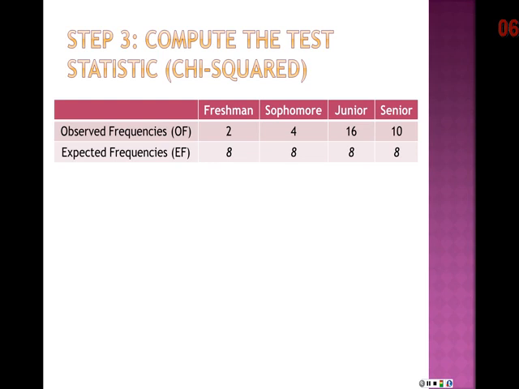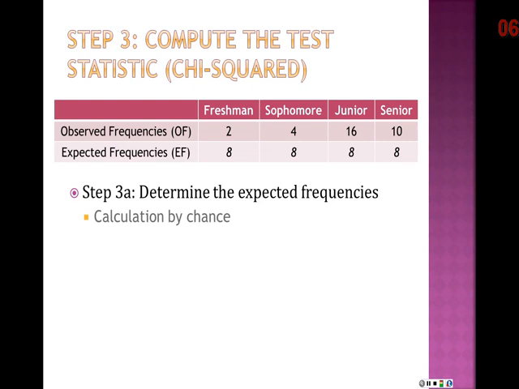So now we need to compute the chi-squared statistic. And again, this is the goodness of fit chi-squared statistic. So what we have here is our observed frequencies versus our expected frequencies. So what we need to do is determine the expected frequencies. And what we do for this is we just do a simple calculation by chance.